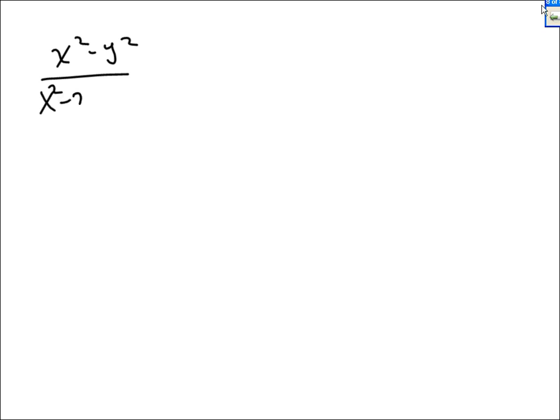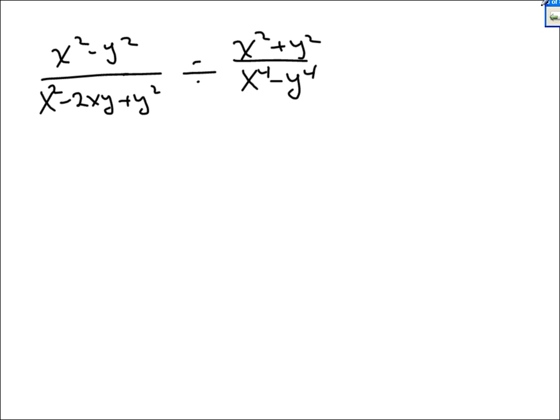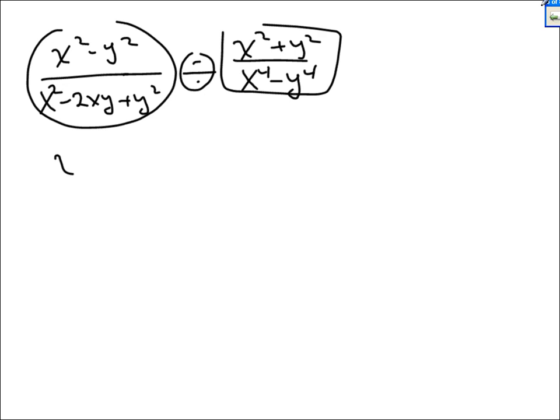this by x squared minus 2xy plus y squared. And then in turn, divide this by x squared plus y squared squared plus y squared divided by x to the fourth minus y to the fourth. Okay, so let's get it to be multiplication. You keep this, you change that, and you flip this.